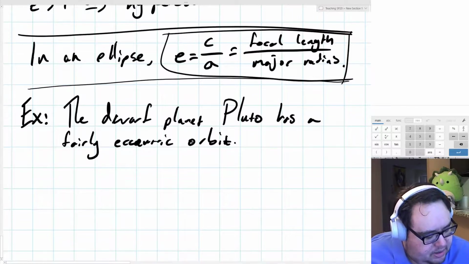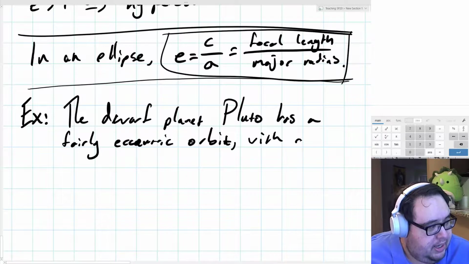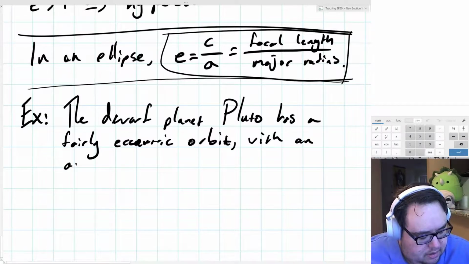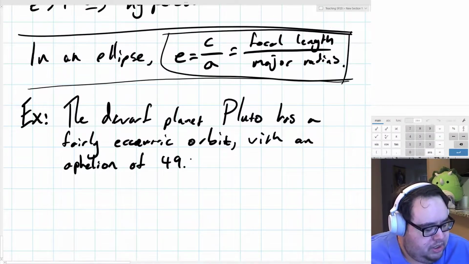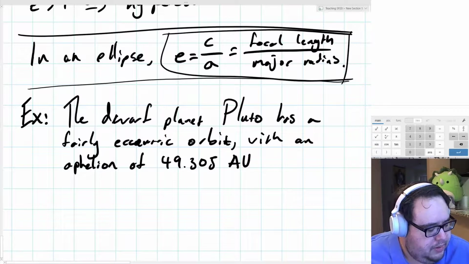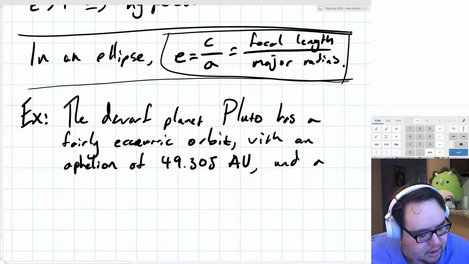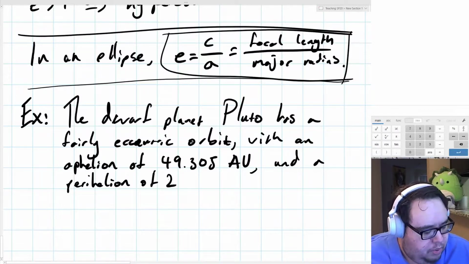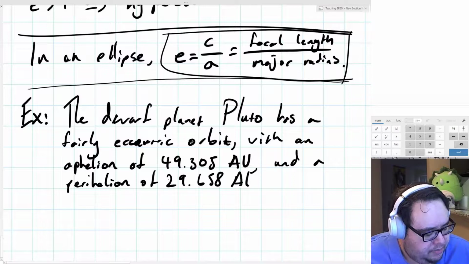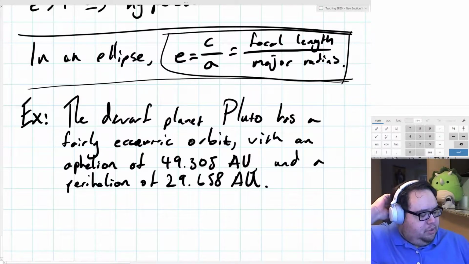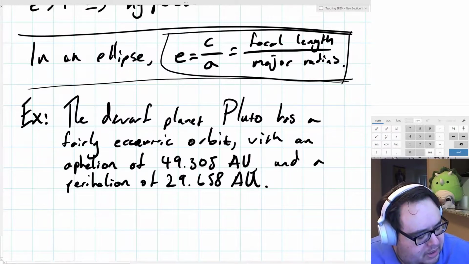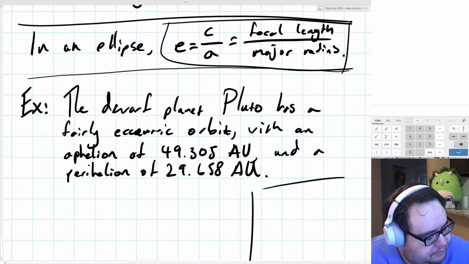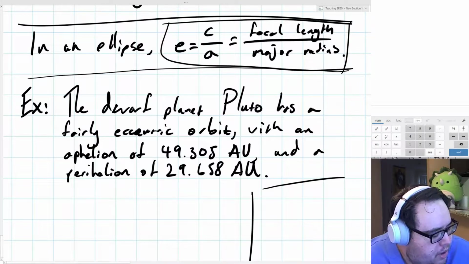It has an aphelion of 49.305 AU and a perihelion of 29.658 AU. These words and terms and units, I don't expect you to know off the top of your head, so let's talk about them really quickly. So, sort of in a sidebar here. First off, dealing with the units, 1 AU.